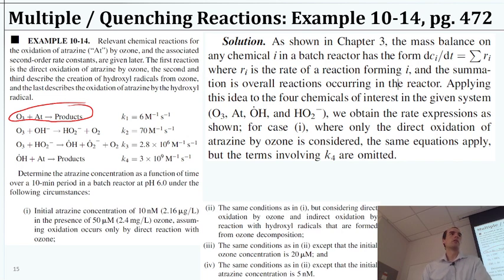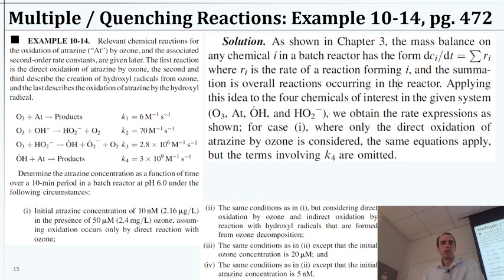Specific conditions, use this one, no problem, we could solve that, right? We could set up a mass balance, it's a batch reactor, it's going to be pretty simple. The next one says, okay, how about the same conditions, but considering direct oxidation by ozone and indirect oxidation by reaction with hydroxyl radicals that are formed from ozone decomposition. So now it's a little more complicated.